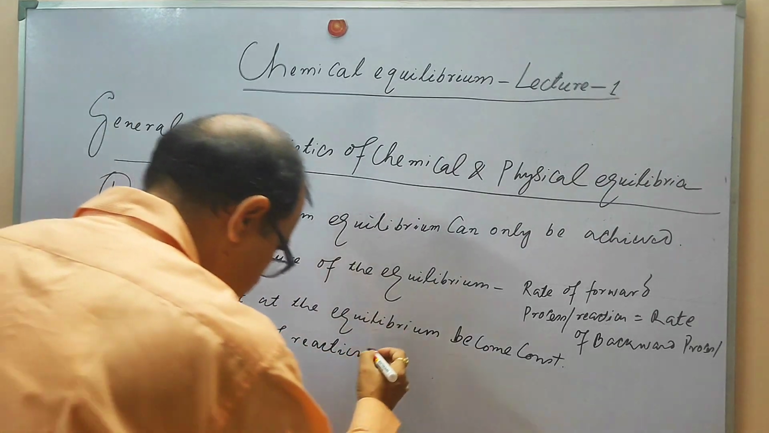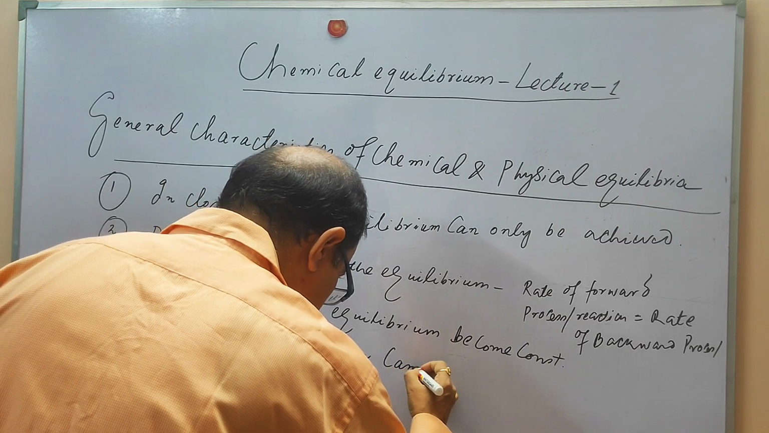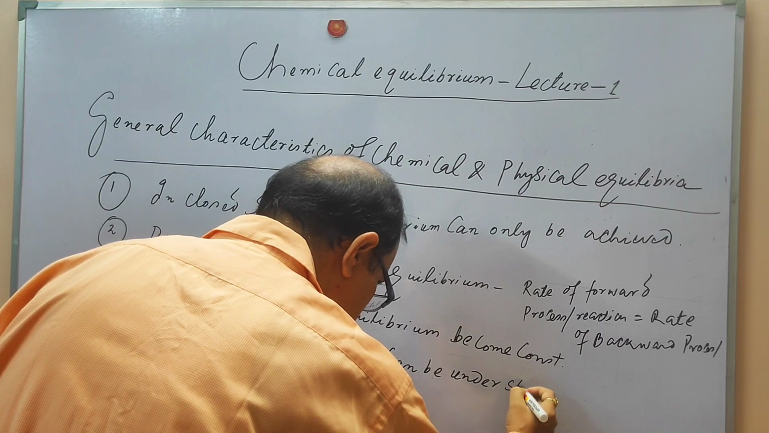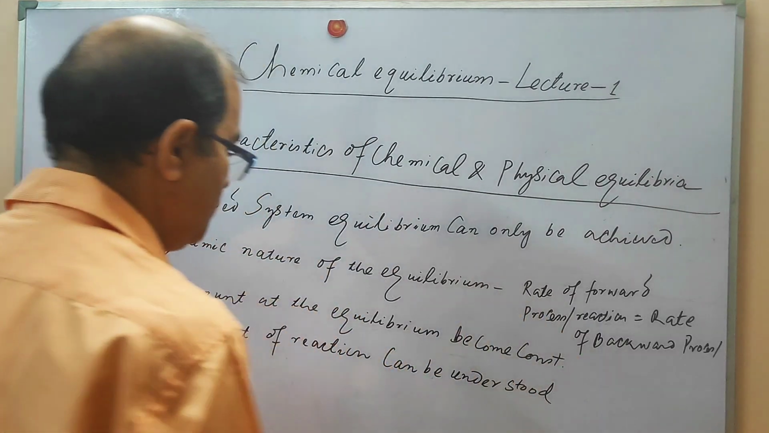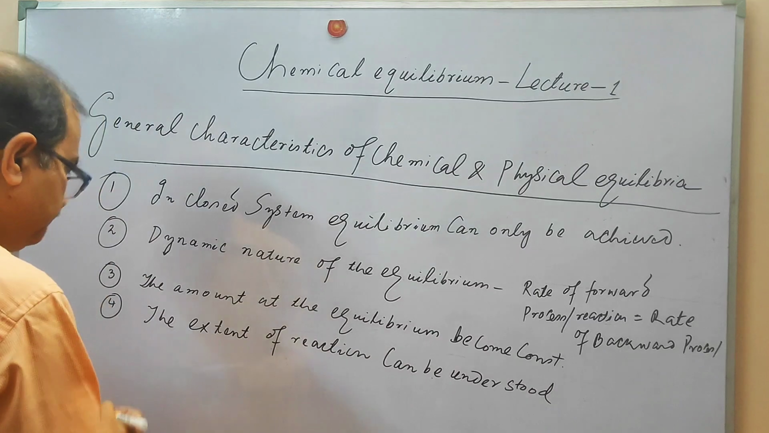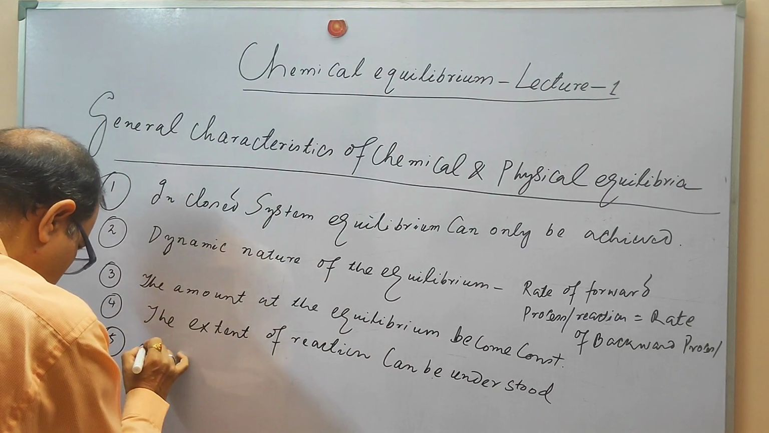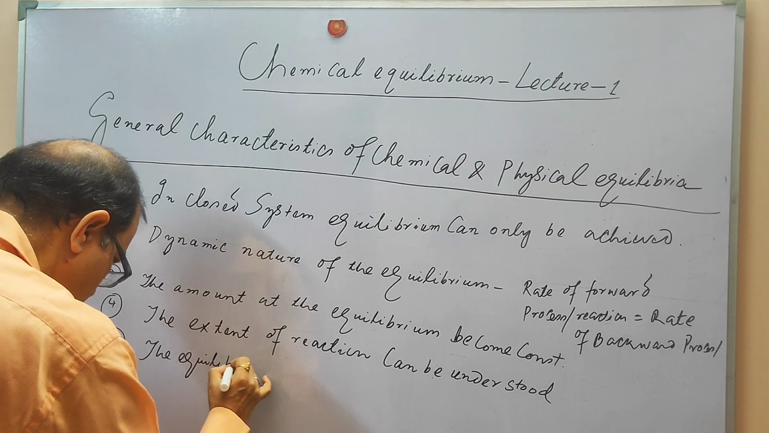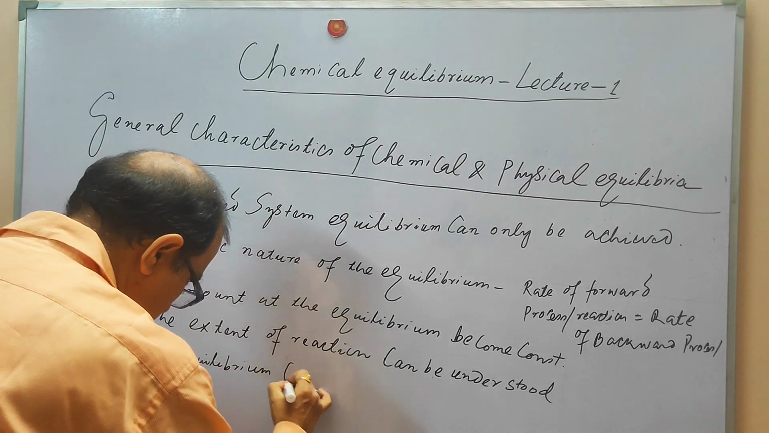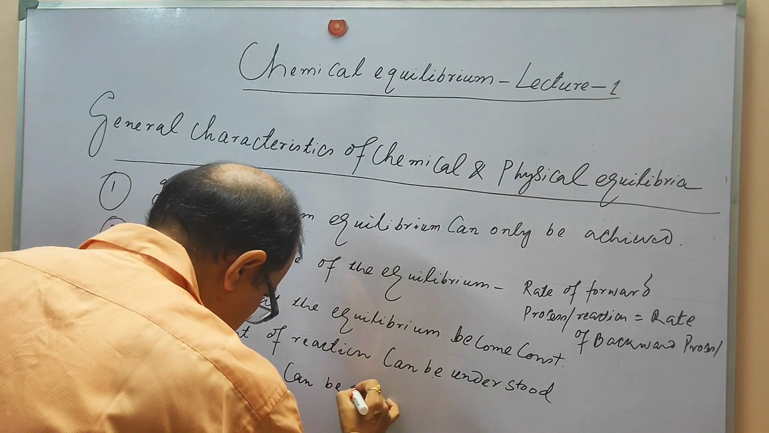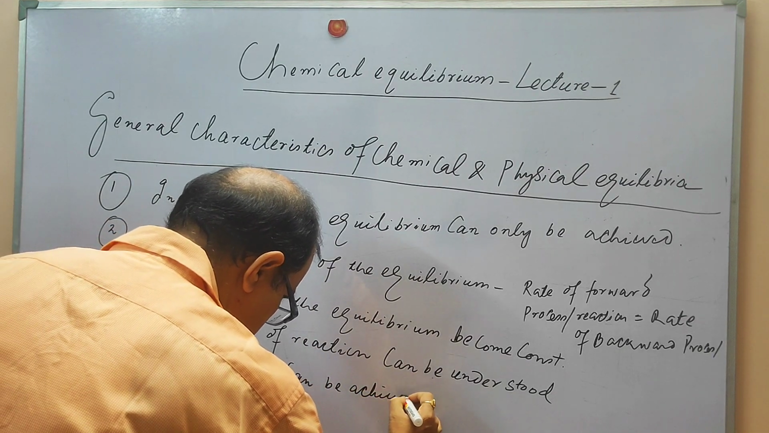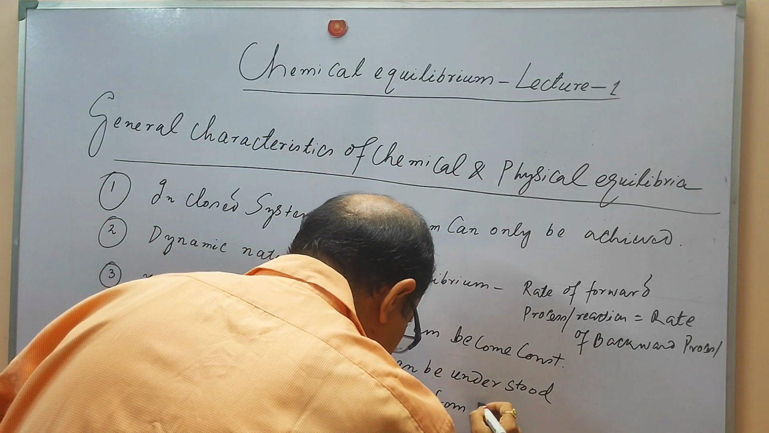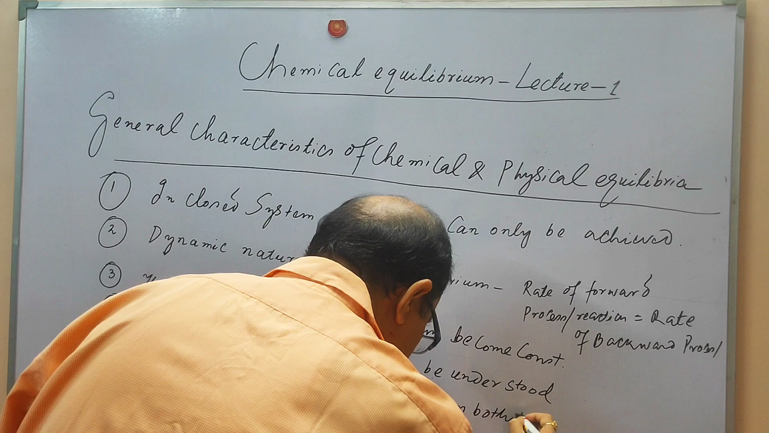The extent of the reaction can be understood from this amount. And the fifth point: equilibrium can be achieved from both directions.